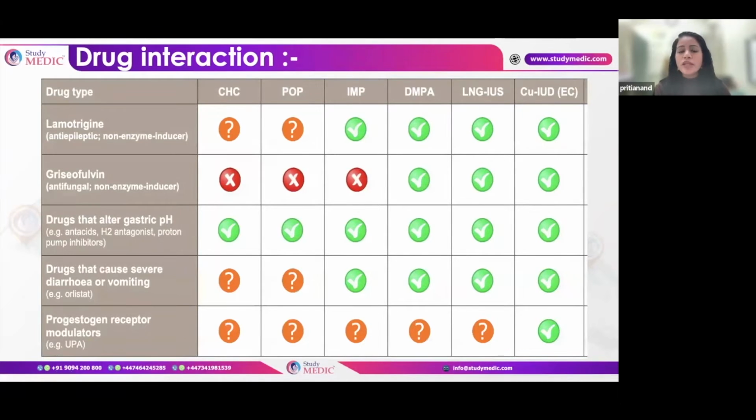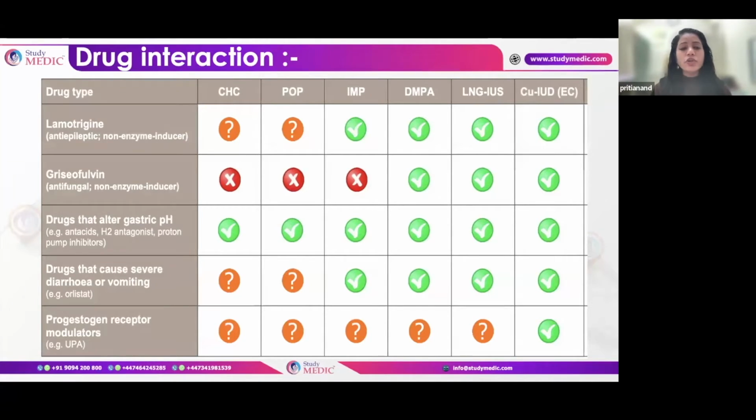Please remember that with enzyme inducers, you can't give CHC, POP, and implants. This is a very important question. Also, in patients who are taking griseofulvin, as far as possible, CHC, POP, and implants should be avoided. Similarly, if a patient is having diarrhea and vomiting, the oral preparation should be avoided.